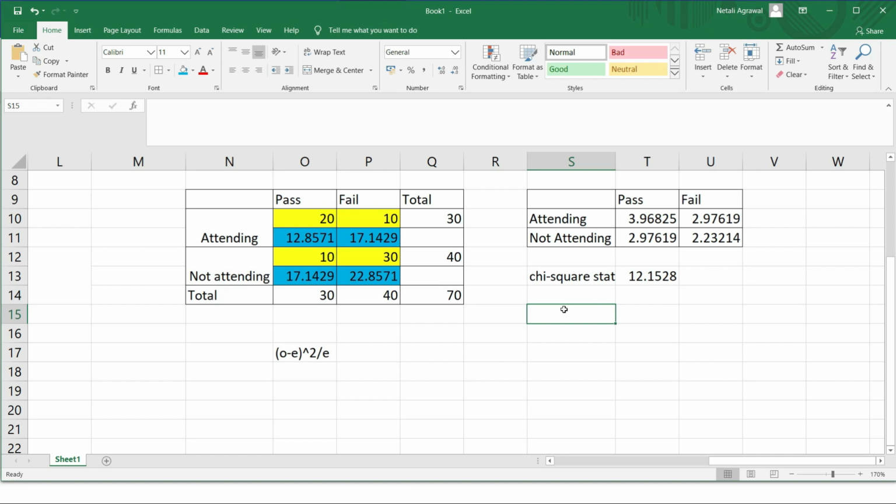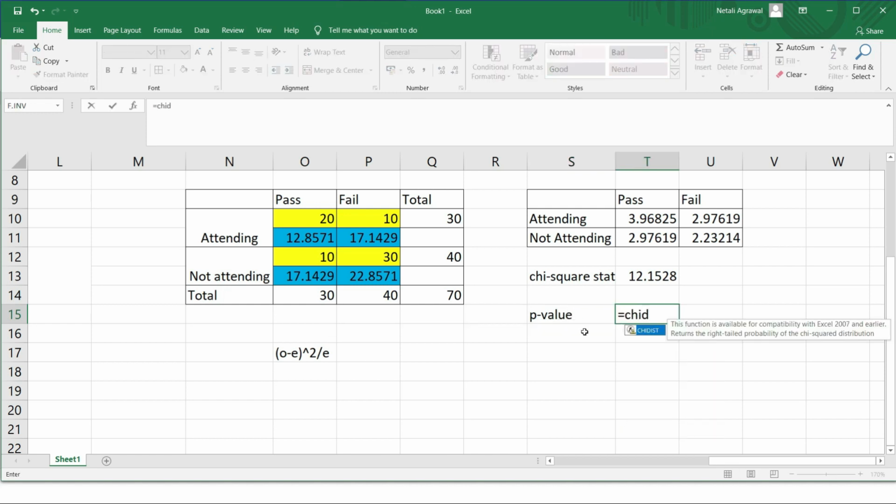Now for any hypothesis you need a p-value. How to get a p-value? Let's see. CHIDIST is the function, and you have to give this chi-square statistic and degree of freedom. There's a formula for degree of freedom, that is number of rows minus 1 into number of columns minus 1.